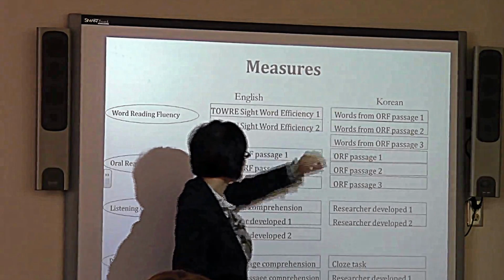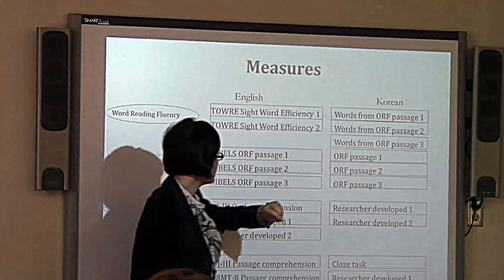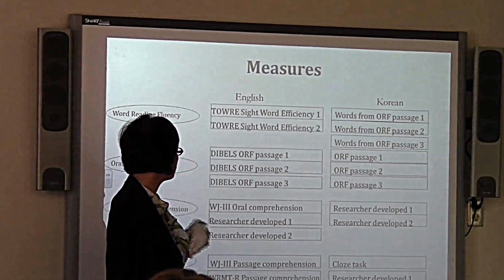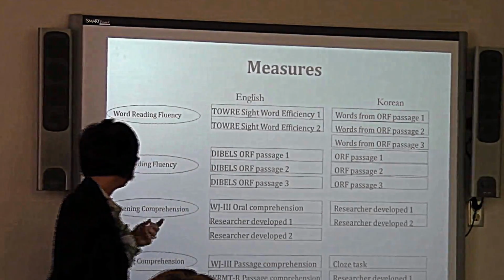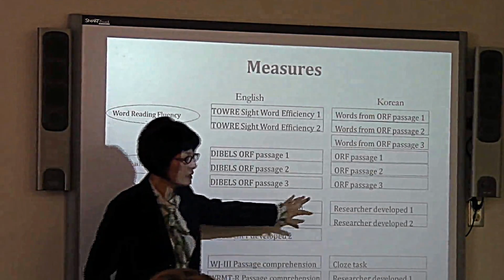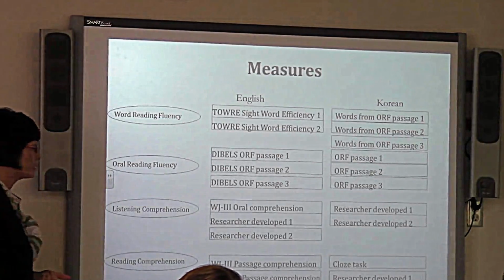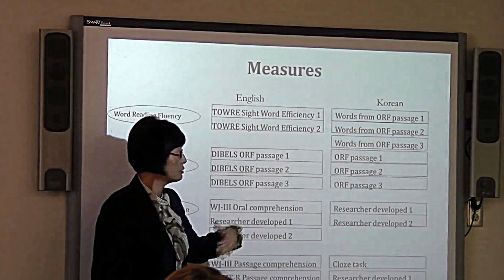And so there were 3 tasks. Their oral reading fluency was assessed by 3 passages, very similar to DIBELS. Listening comprehension was researcher developed. They were adapted from OWLS in English and also CASTLE in English. They're both listening comprehension measures. They were adapted to Korean.